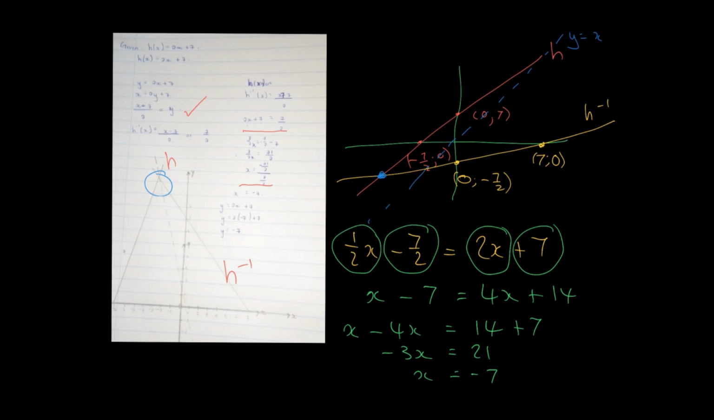And that makes sense because I know that this point has to be in the third quadrant. When I now want to work out the corresponding y-coordinate, I can sub into either one of the two functions. So let me sub into the one where I don't have to work with any fractions. So y equals 2 times negative 7 plus 7. That is negative 14 plus 7, which gives me negative 7. So this point of intersection, I could call it P if I wanted to, has the coordinates (negative 7; negative 7). That's this point over here.